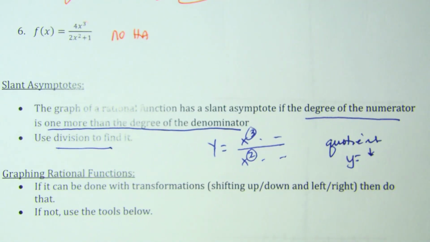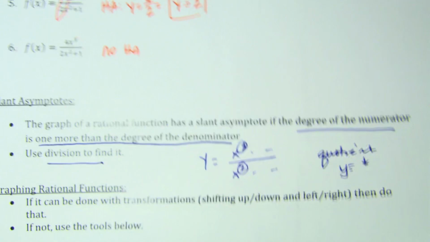All right, so when we are graphing rational functions, if we can do it with transformations, meaning shifting up, down, left, and right, kind of like we saw with the whole HK thing earlier in the course, then we can do that. If not, then we will use some other tools that we'll see here in just a second.